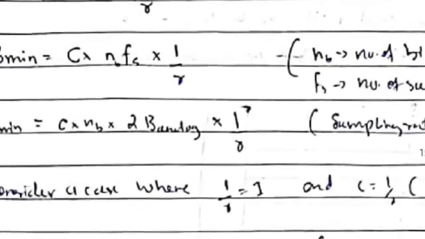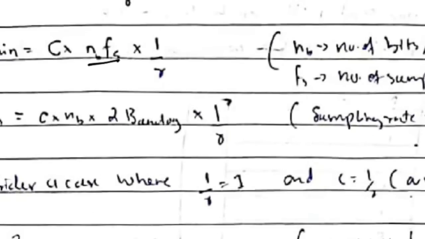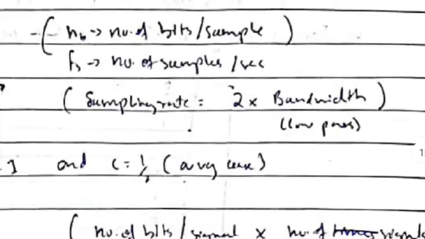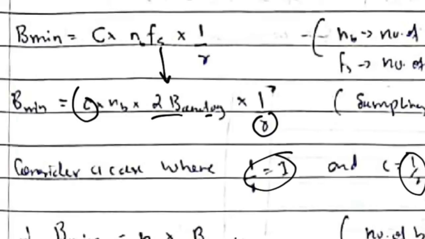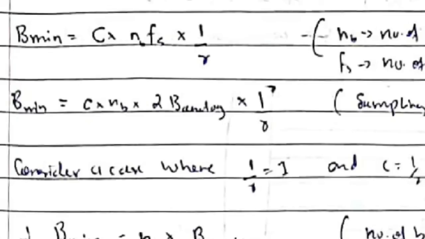Applying that here, what's the value of Fs? Fs is nothing but the sampling rate. Sampling rate is defined as 2 times bandwidth for a low pass signal. So I'll be using that value here, 2 times the analog bandwidth, and then consider a case where C is equal to 1 by 2 in the average case, and R is 1. R is 1 means each signal element carries just one data element, so R is 1 by 1. So R is 1 and C is 1 by 2.